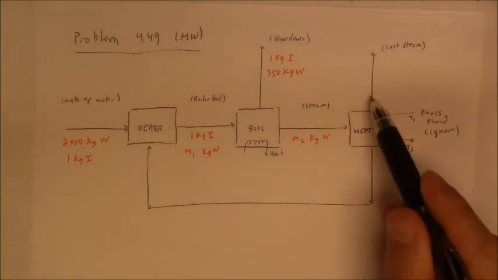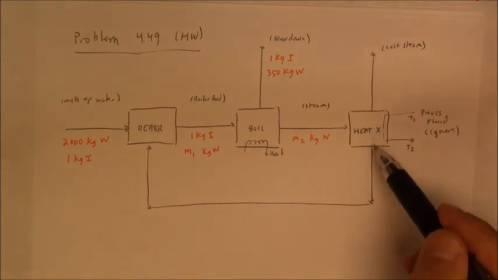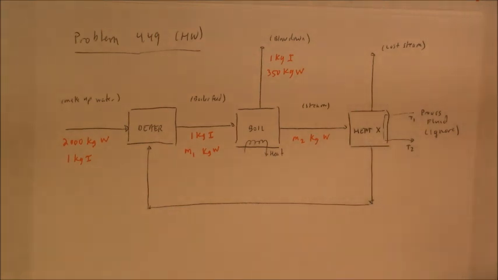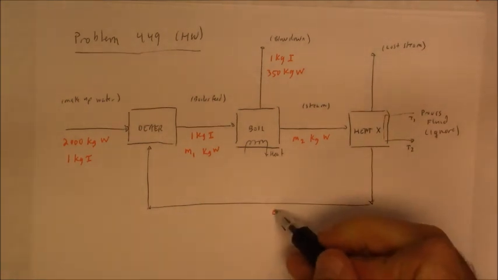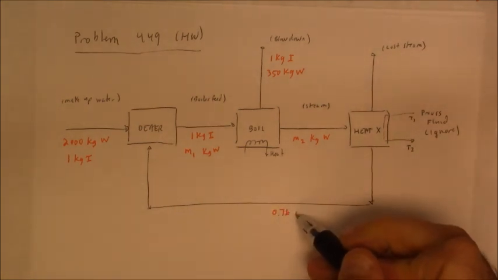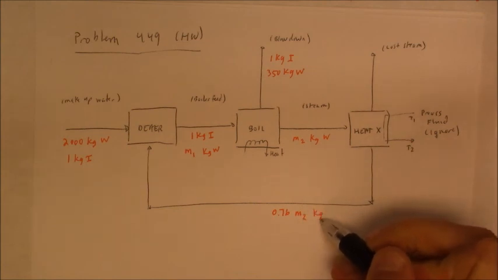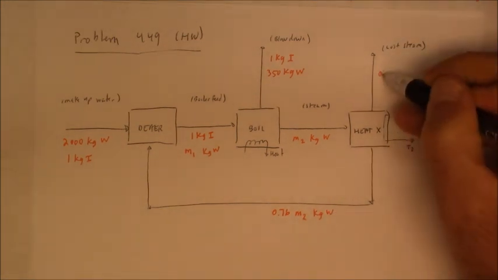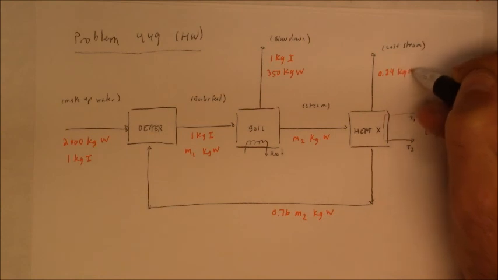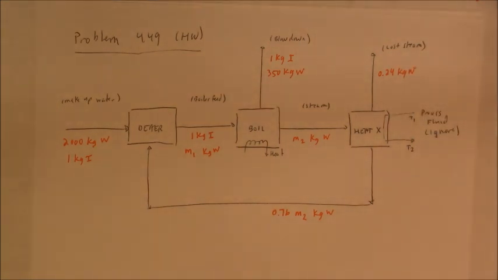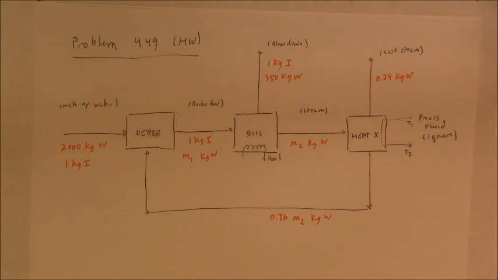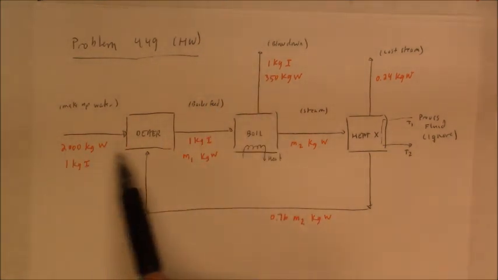Okay, now lost steam. Here we know that 76% of the steam entering the heat exchanger is condensed. So rather than making a new variable, I'm going to just call this 0.76 M2 kg water in this stream, and therefore I would have 0.24 M2 kg water lost as steam. Okay, so I did a little bit of a different way of labeling this process, but I was consistent with the process constraints, knowing all the impurities go through the process in this direction.